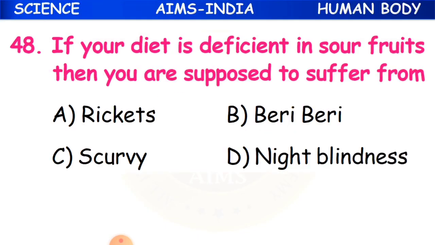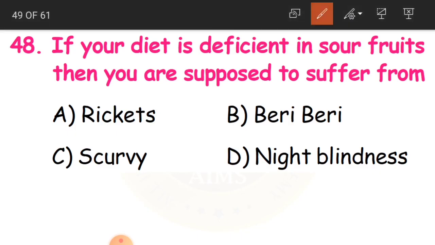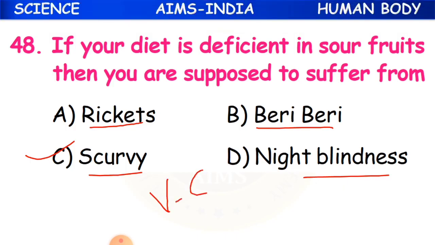48th question. If your diet is deficient in sour fruits, then you are supposed to suffer from what? That is vitamin C. What do we get from sour fruits? We get vitamin C. So if you do not have vitamin C in your body, then you are supposed to suffer from what? Rickets, beriberi, scurvy or night blindness. Obviously scurvy. Okay, children, this is vitamin C.